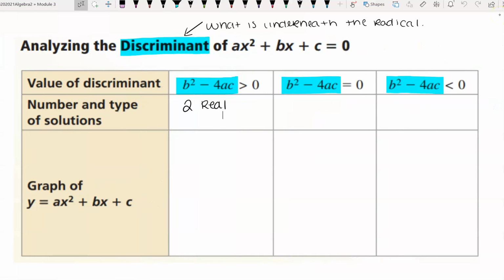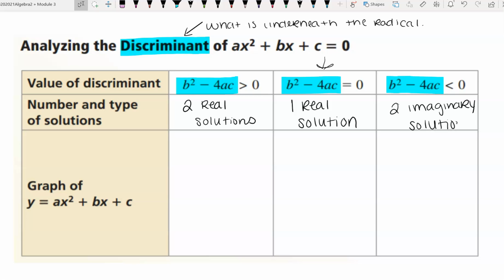Again, whatever was under the radical was positive or greater than 0, we had 2 real solutions. Over in the second column, if it was equal to 0, which we only saw one example of, you had 1 real solution. If whatever's under the radical was less than 0, when we had negatives, we had imaginary solutions. We had 2 imaginary solutions.